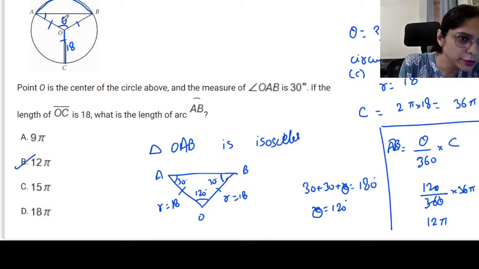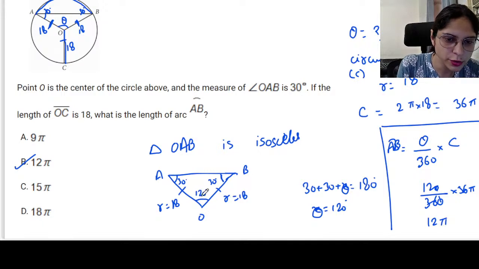So the only thing that you have to do is find theta. And how can you find this? These two are also going to be 18 because they are also radius, and this becomes an isosceles triangle. So if this is 30 degrees, this will also be 30 degrees. So you can find out that this is going to be 120 degrees. You know your angle and your circumference, because radius is given, you can find circumference is 36 pi, and from there you can get the arc length AB.